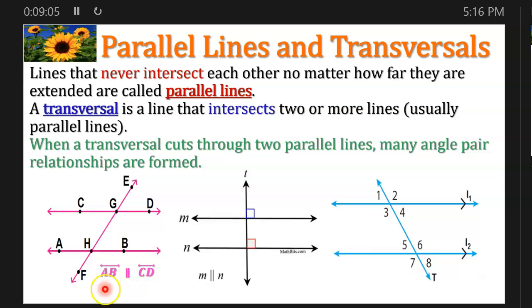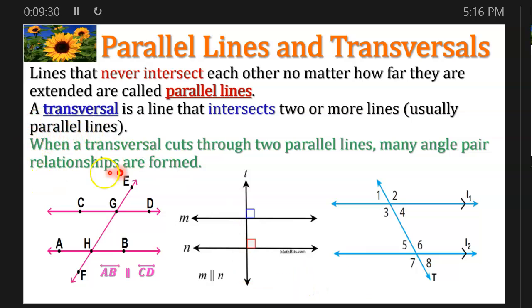This is the symbol for that. Line AB is parallel. Those two little lines there, that is the symbol for parallel lines. So that's saying that AB is parallel to line CD. Same with this one. You're saying line M is parallel to line N. So again, there are lines that go on forever in either direction, but they never cross. Okay, parallel lines never cross. And so these two lines as well are our parallel lines.